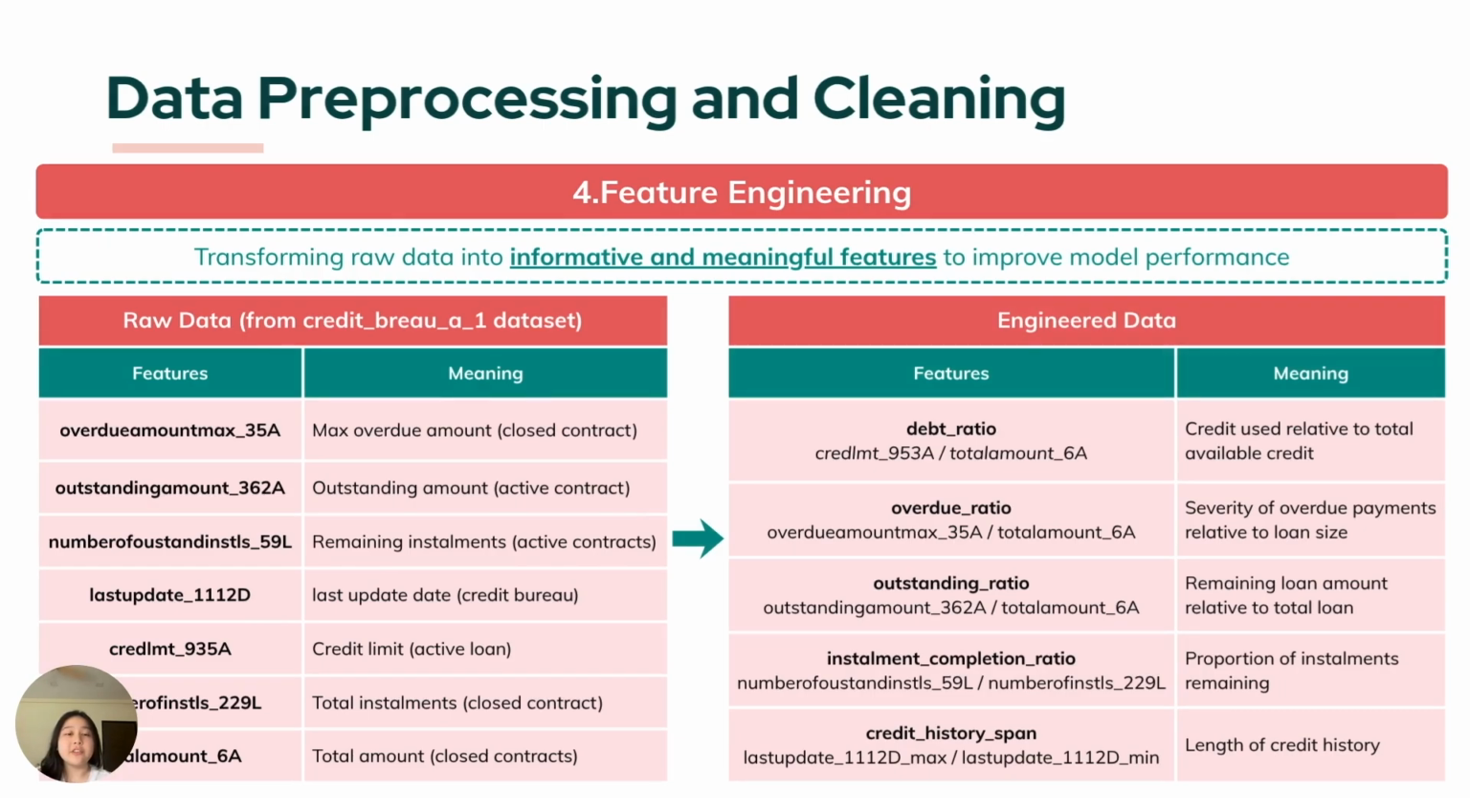Next, we perform feature engineering. From the credit bureau dataset, we created debt ratio, which measures how much credit is used relative to total available credit, while the overdue ratio captures the severity of overdue payments relative to loan size. We also engineered the outstanding ratio to measure how much of the loan remains unpaid, and the installment completion ratio to capture repayment progress.